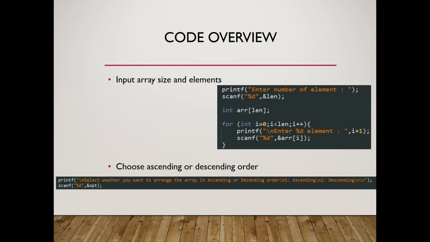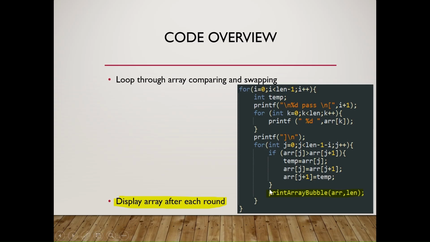In the first snippet, you can see we are asking the user to enter the length of the array, then declaring the array. Then a loop is executed, which will ask the user to enter an element and then store it in the correct index. Then in the second snippet, you can see we are asking the user to select whether he or she wants to arrange the array in ascending or descending order.